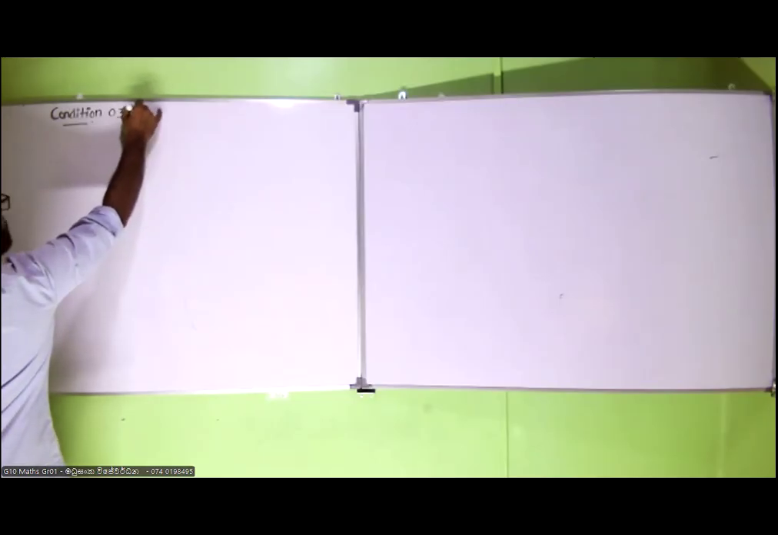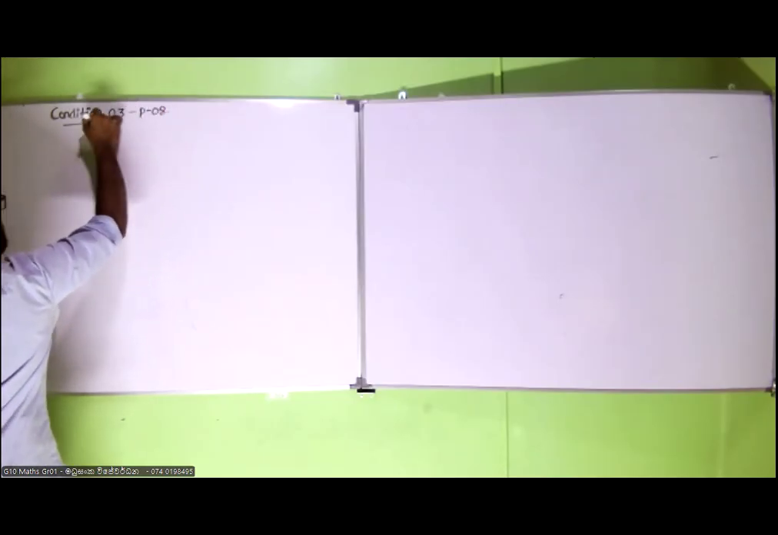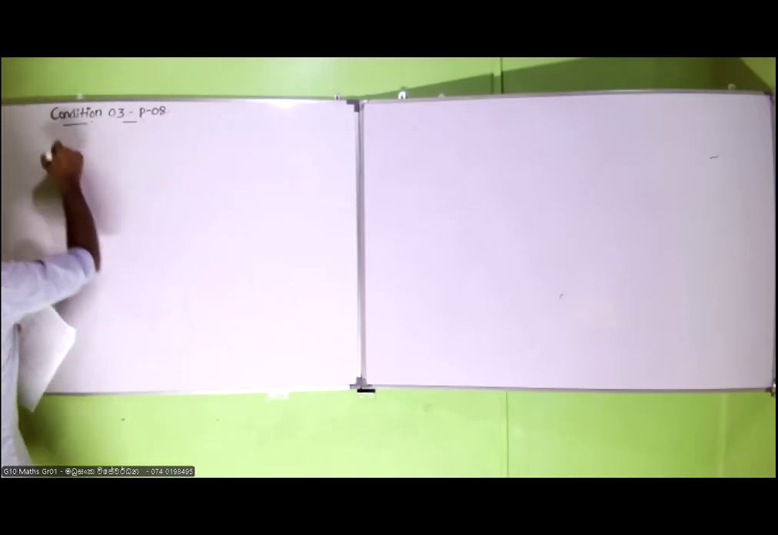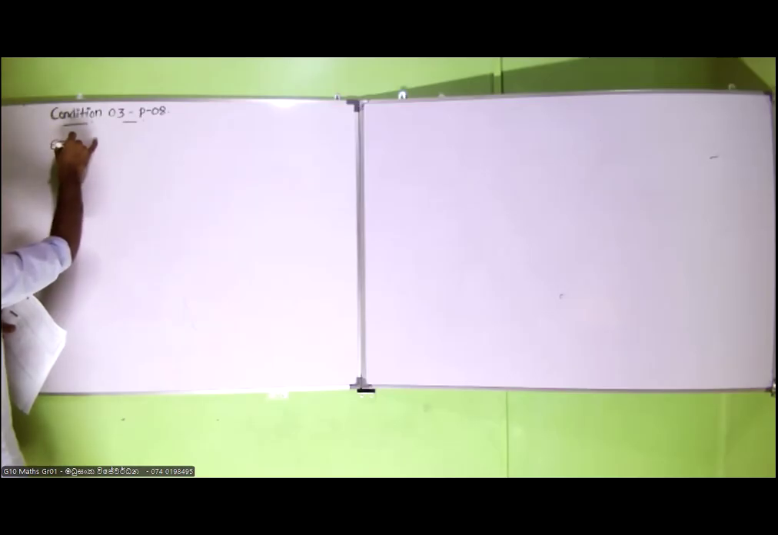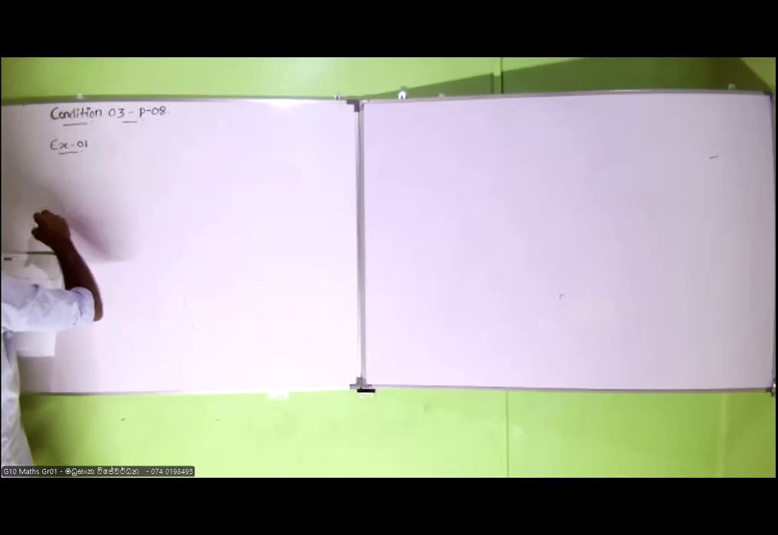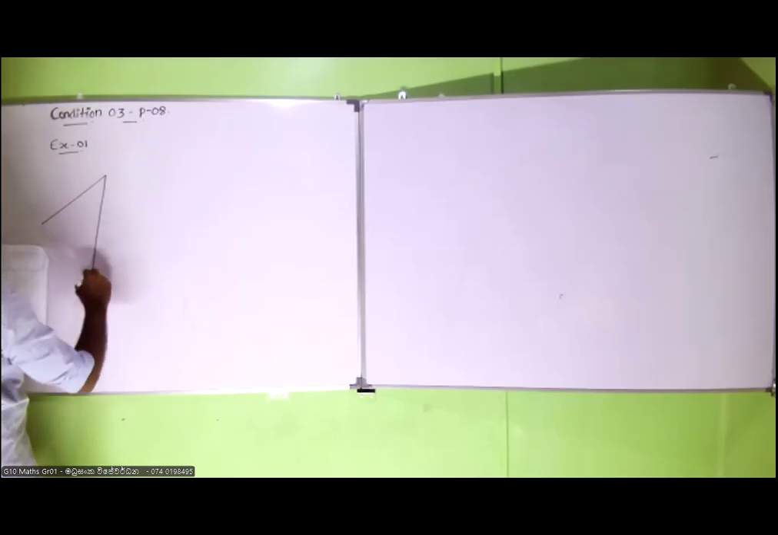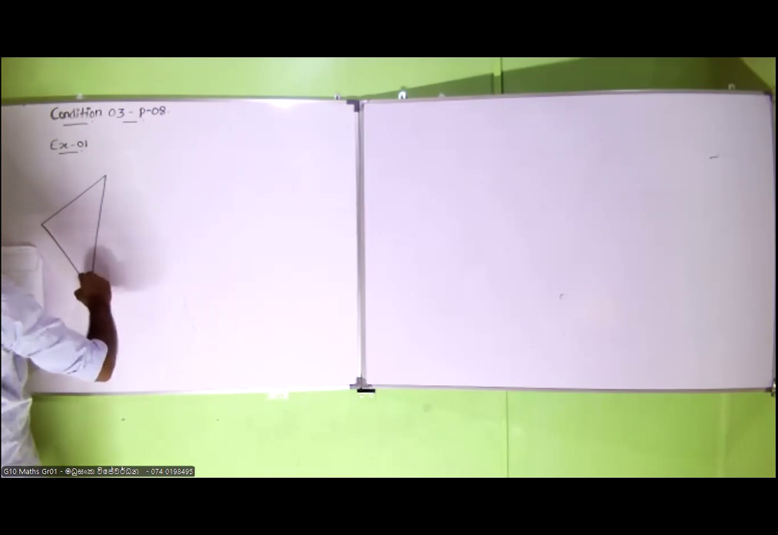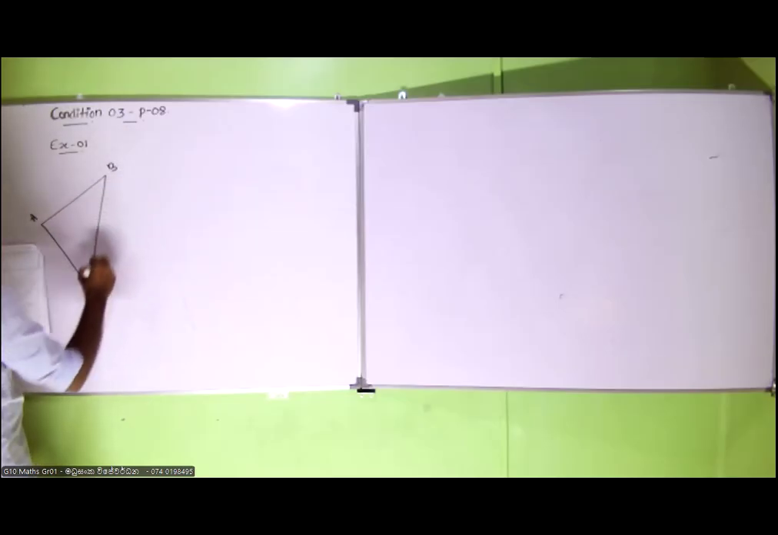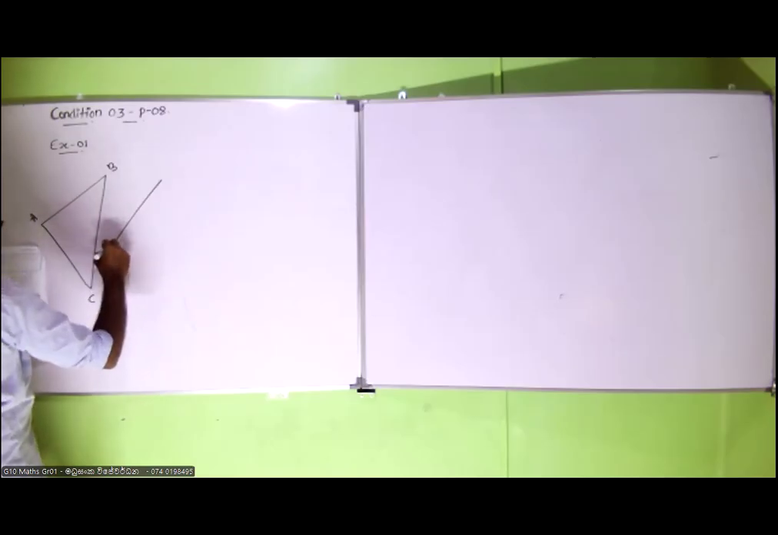Under page number 8. Again, page number 8. So the example number 1. Now focus on the board. There are two triangles I have given to you. So this is A, B, and C. And another triangle is there.